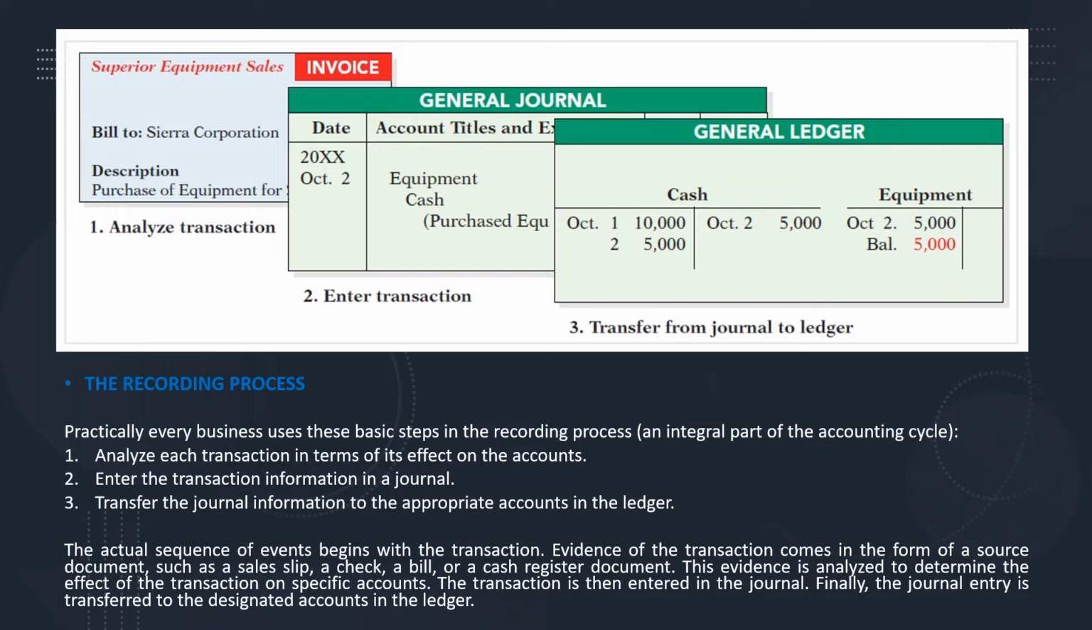Okay, so the actual sequence of events begins with the transaction. Evidence of the transaction comes in the form of a source document, such as sales slips, a check, a bill, or a cash register document. This evidence is analyzed to determine the effect of the transaction on a specific account. The transaction is then entered in the journal. Finally, the journal entry is transferred to a designated account in the ledger.